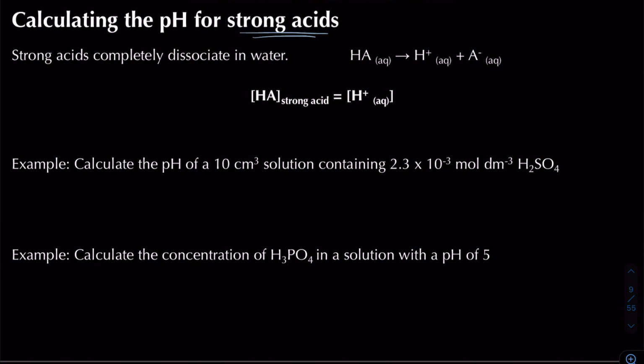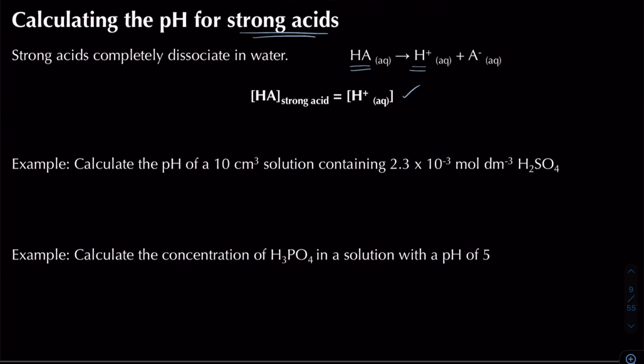Well, we can make the following assumption: when we deal with strong acids themselves, we know that they almost completely dissociate, and so what we end up with is the concentration of HA, our general acid, being equal to the concentration of our protons itself. And bearing in mind, if we've got that assumption there, that means we can actually calculate the pH of given concentrations of acids rather than the concentrations of H+ instead.